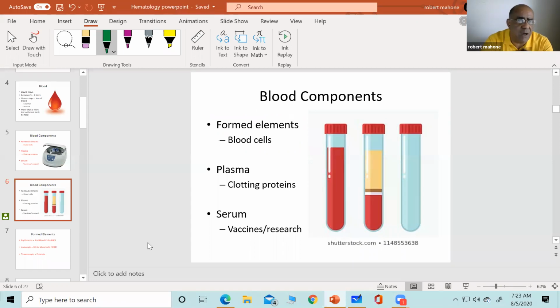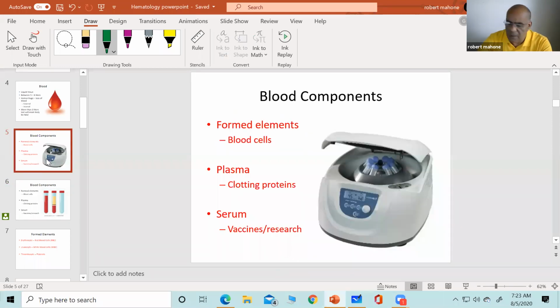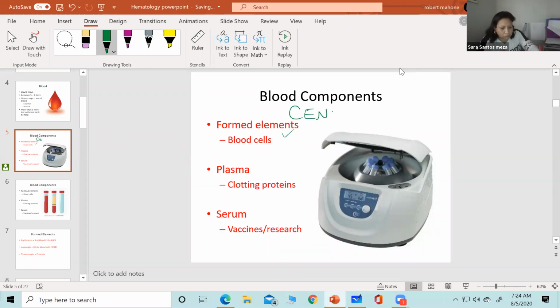Now you can take all the formed elements out of a blood sample, and it's pretty easy to do. Wait a minute, why wasn't I on this slide? Why did I change? Anyway, all right. So you can take the formed elements out of a blood sample pretty simply by using that machine in the picture right there. That's called a centrifuge. And what it does is take a blood sample that you insert in the tubes like this, and it spins them around.